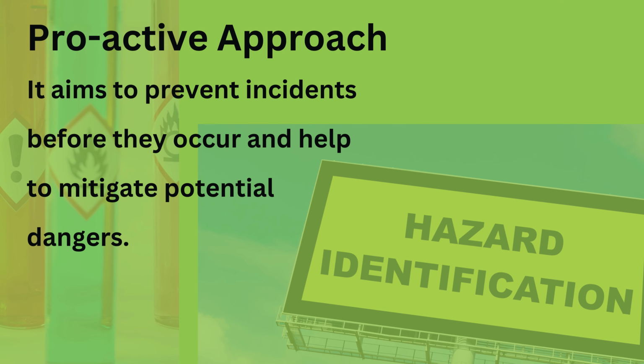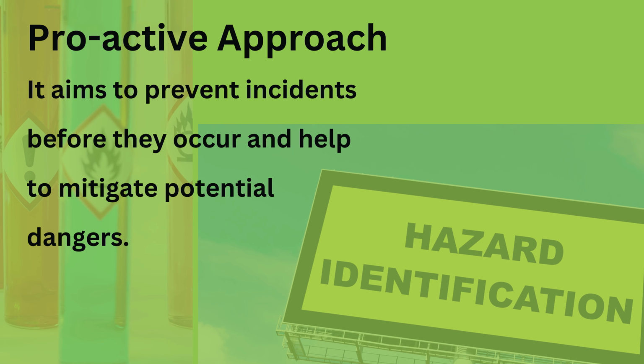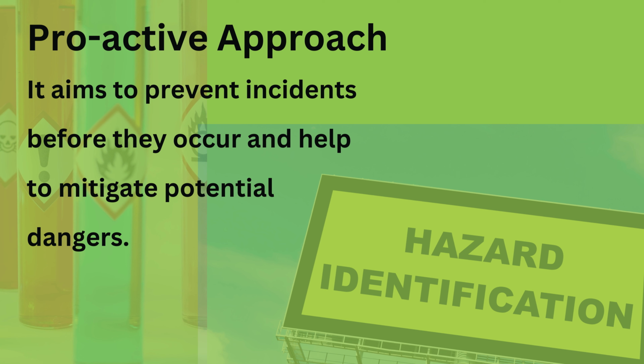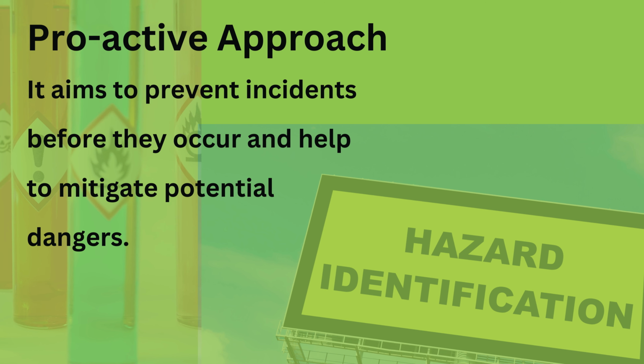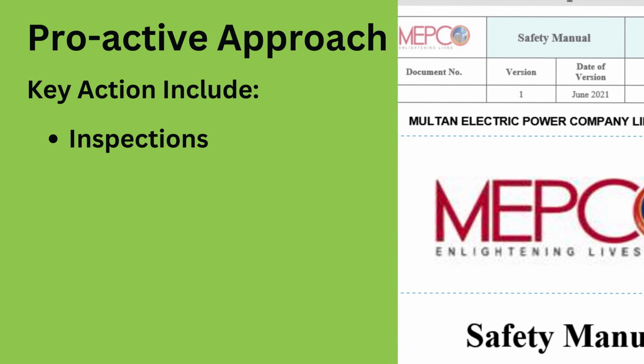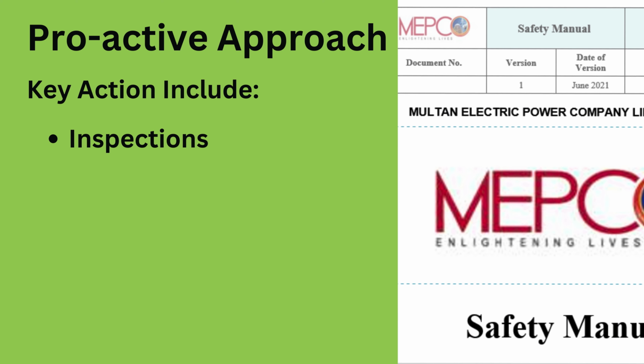A safety management system, or SMS, is a proactive approach that systematically identifies and controls hazards. This approach is crucial for organizations with medium to high-risk tasks, as it allows them to anticipate and mitigate potential dangers. So, what does an SMS involve?